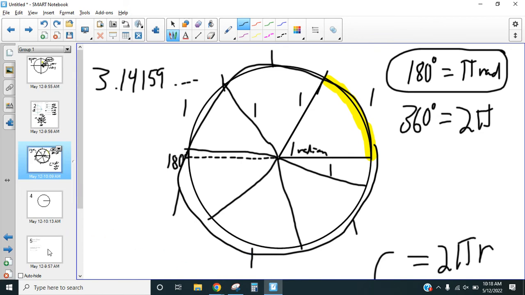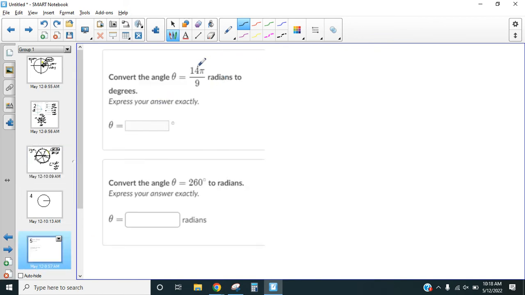So when we get to the first question today, this one says, convert the angle. You can write this one down. It's a good one to write down. Convert the angle theta equals 14 pi over 9 to degrees. Change that into degrees. Well, we just said a second ago that pi is equal to 180.